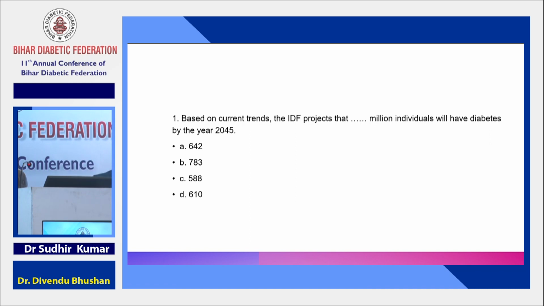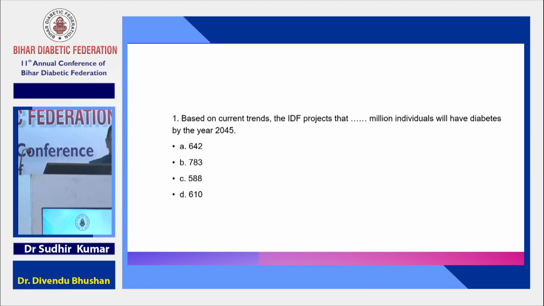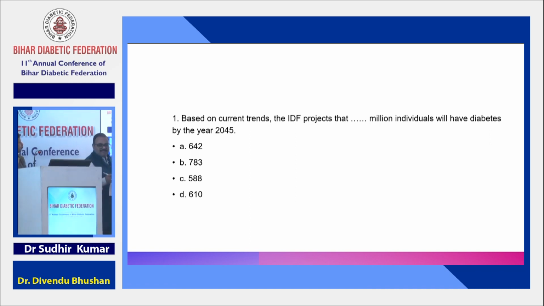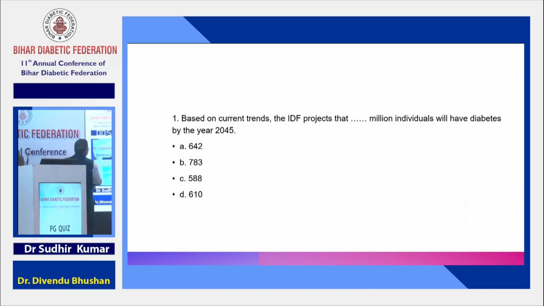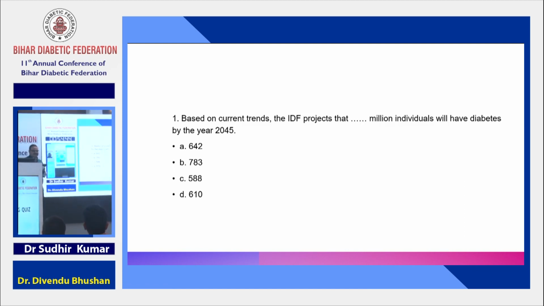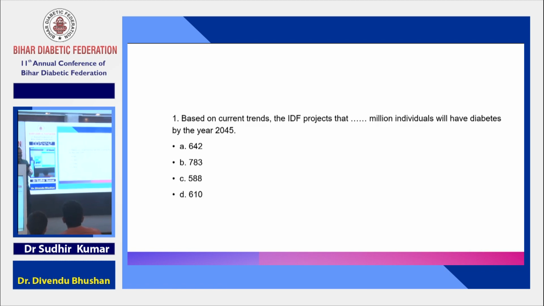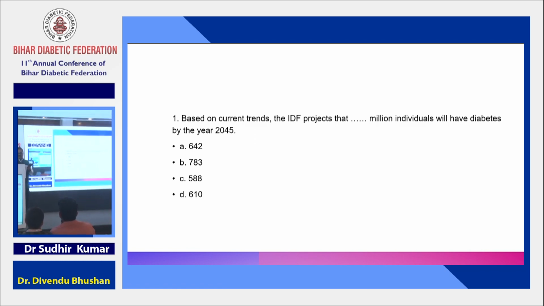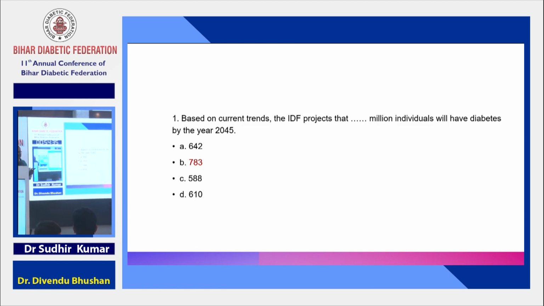So no negative marking. Option A, sir. Option A. 642. So tell the question, answer also. 642 million individuals. So the answer is B, 783 million. Actually, it was revised in 2021, and the number has drastically increased.